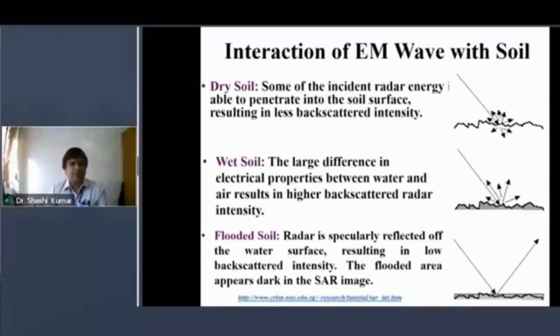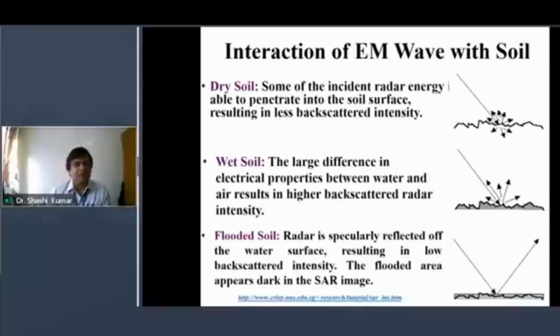Now here we are going to talk about the interaction of electromagnetic wave with different soils. One can see that in dry soil, there will be less scattering, because most of the electromagnetic wave will penetrate and only some amount will be scattered, because most of them will be going to the subsurface. So generally dry soil will appear dark in the SAR imagery.